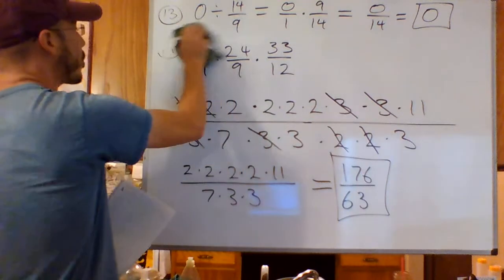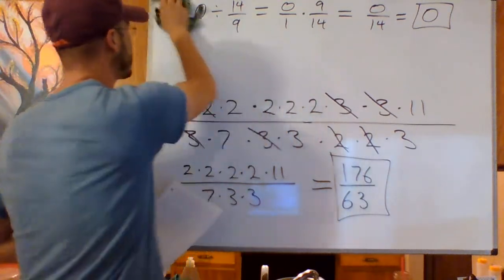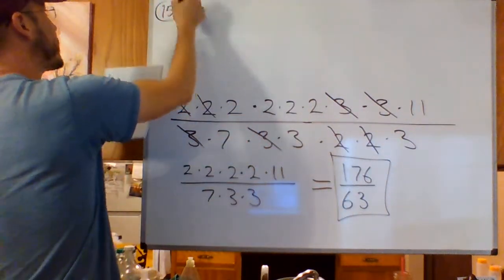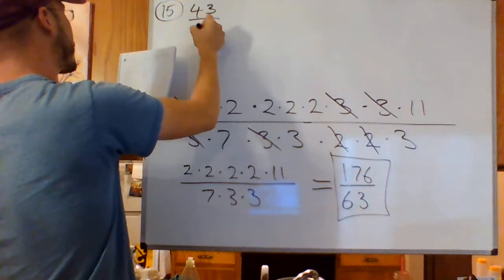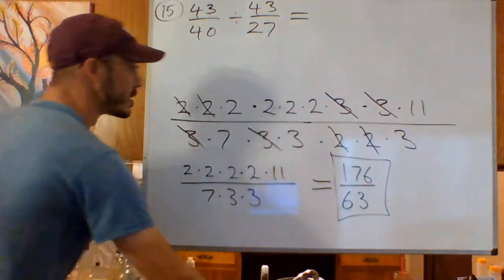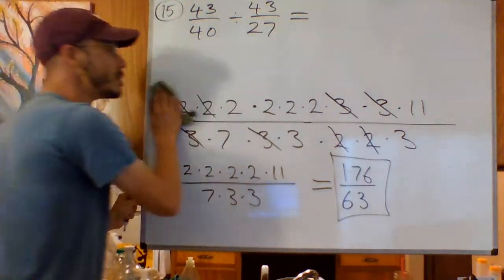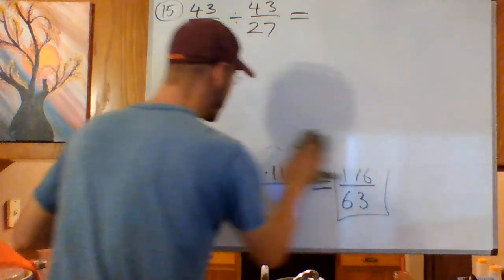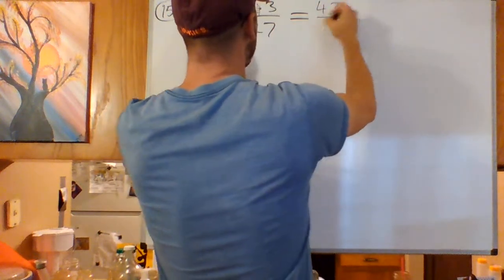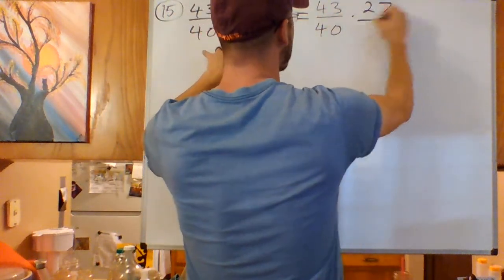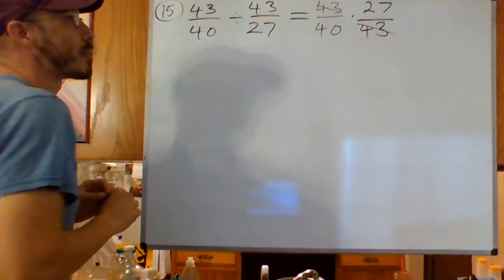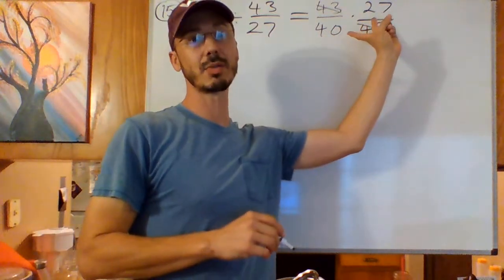And then one last problem. Number 15 was 43 over 40 divided by 43 over 27. And it's that division problem that we're going to turn into a multiplication problem by using the reciprocal. That's 43 40ths times 27 43rds. The 43's cancel. And so I just need to look for common factors in the 27 and the 40.